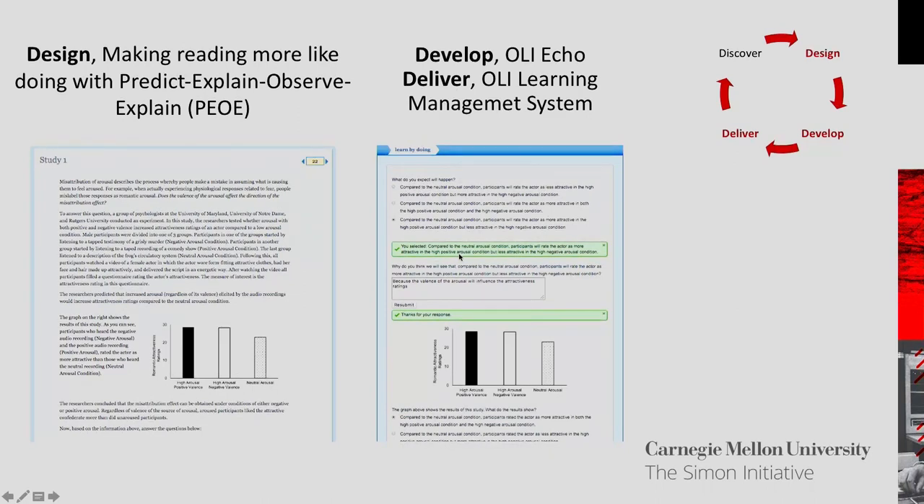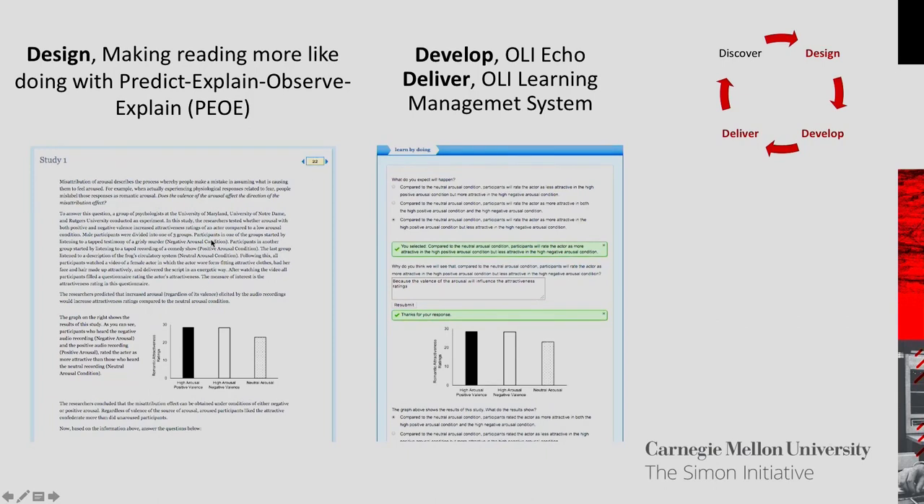Then, before they observe, we ask them to explain: what's your intuition behind your prediction? If you were the psychologist, before you'd run this study, what would have been your hypothesis and why? What's your theory behind it? Then they observe what actually happened in that experiment. That's the observe phase. And then they explain why the actual result occurred with reference to the text that describes the psychologist's theory about it.